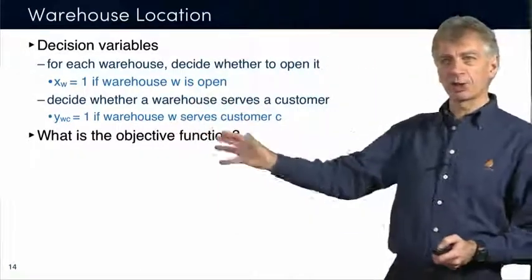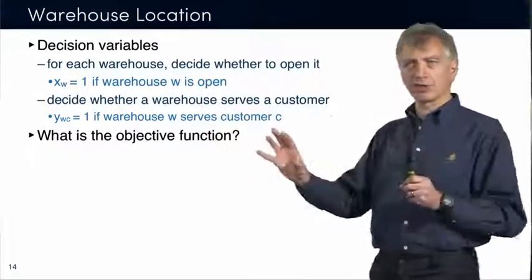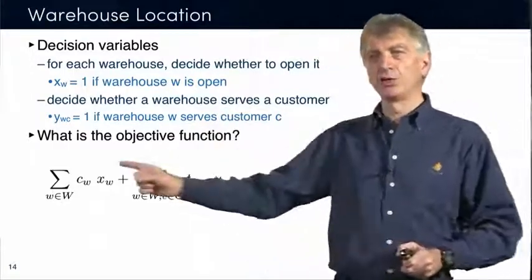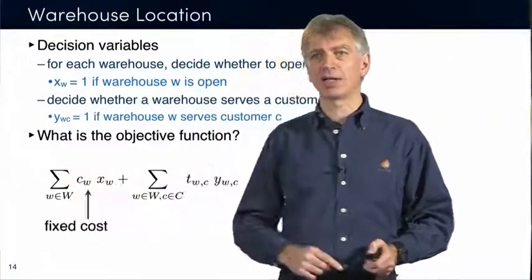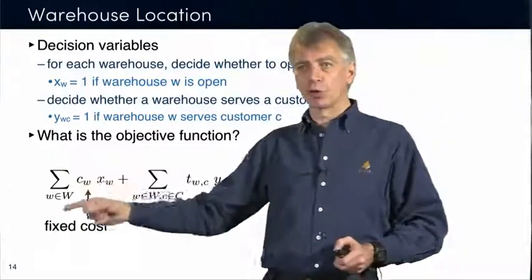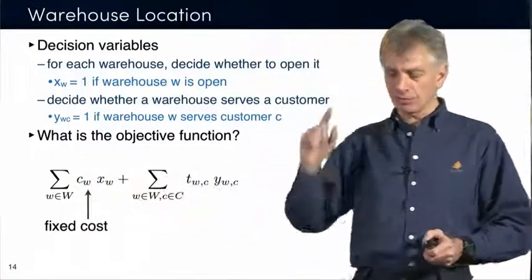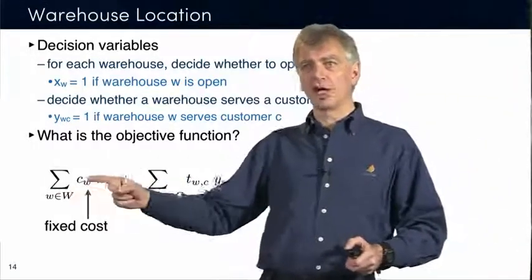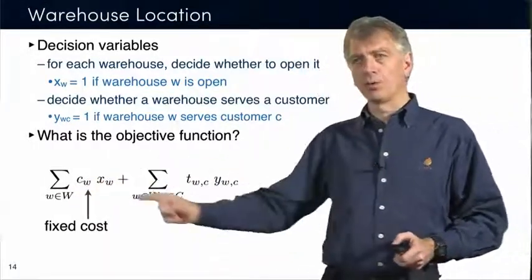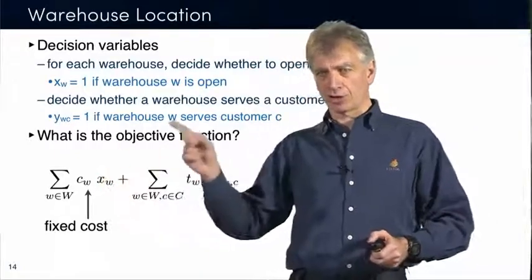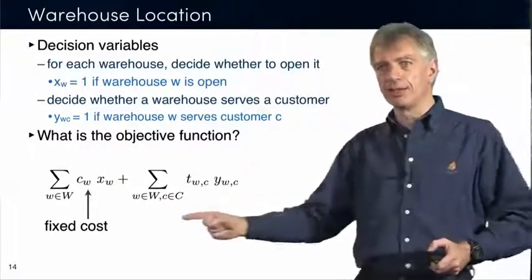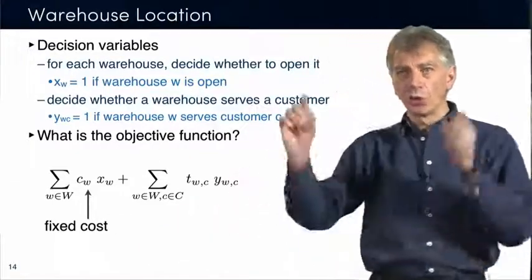The objective function now is the sum of the fixed cost and the transportation cost. It's reasonably easy to state. This is essentially the fixed part. So what we are doing is the sum for all the warehouses of the fixed cost of the warehouse, times whether the warehouse is open or not. So if the warehouse is closed, there is no cost. If the warehouse is open, we incur a cost of CW. And then the second aspect here is basically the transportation cost.